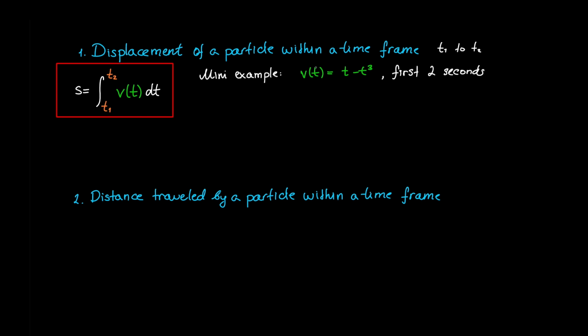As a mini example, let's say we're given the velocity function t minus t cubed, and we're asked to calculate the displacement within the first 2 seconds. Well, that means your displacement s is going to be equal to the integral from 0 to 2 of the function t minus t cubed. And the answer you should get is a negative one, specifically negative 2.